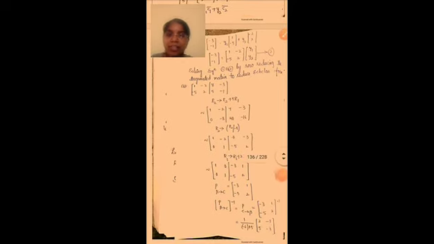So 1, minus 2, 7, minus 3, first row is same. Next we have to multiply with 5 and add with r2. So minus 5 plus 5 is 0, and 2 minus 10 is minus 8. Next 5 plus 35 is 40, minus 1 minus 15, sorry, minus 1 minus 15 is minus 16. So we have to divide r2 by minus 8.